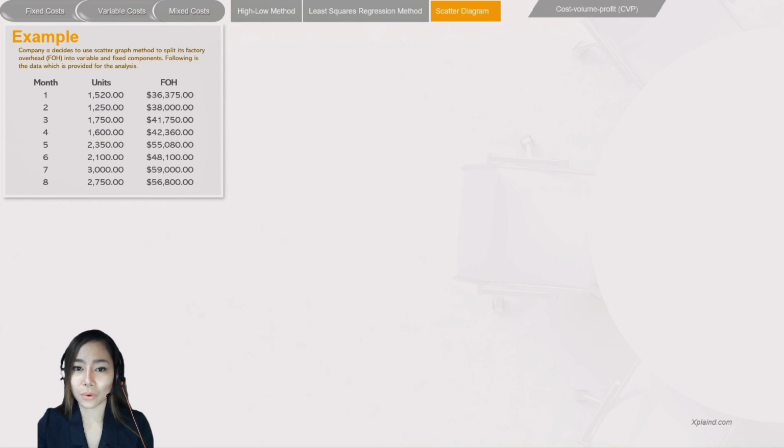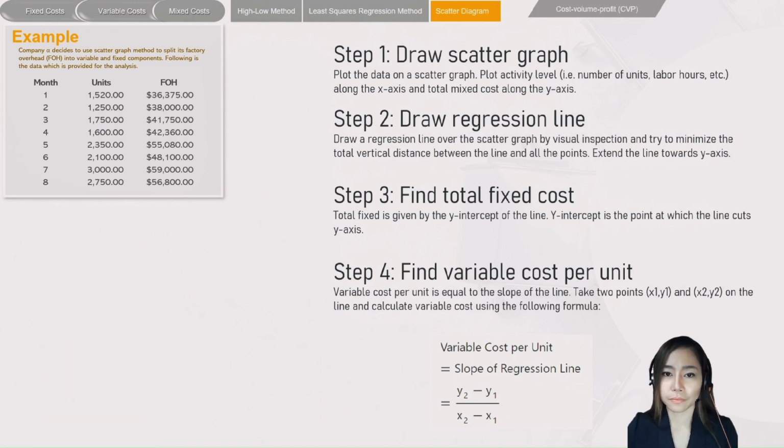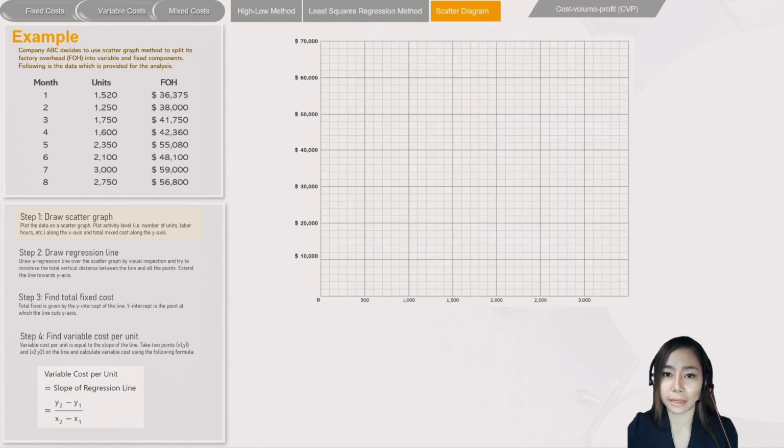So we're going to use a graphical method to analyze the relationship between the production level and the amount in dollars. Step 1, let's draw a scatter graph. Plot the data on a scatter graph: plot the activity level, that is number of units, labor hours, etc., along the x-axis and the total mixed cost along the y-axis. Now let's plot this into a Cartesian coordinate plane. And we are going to use the first quadrant only because all of the figures are positive.